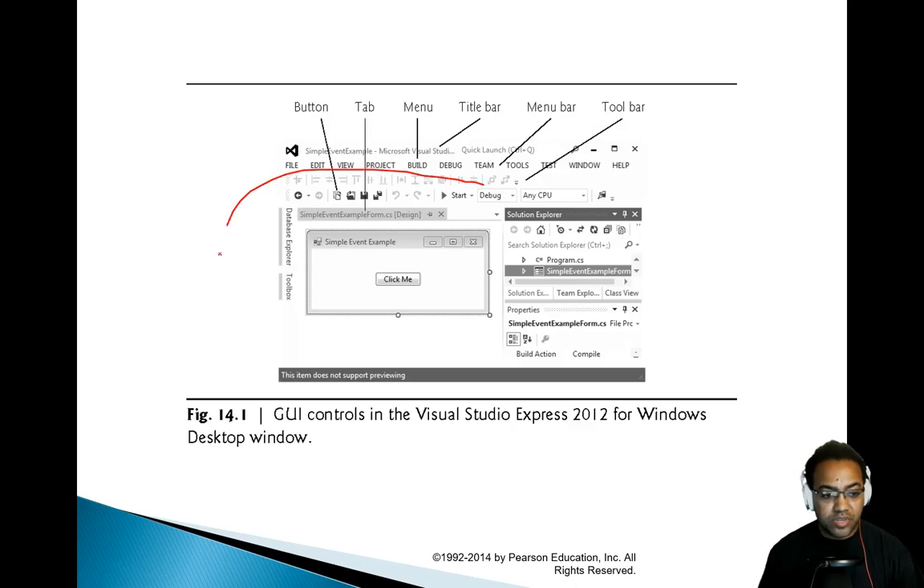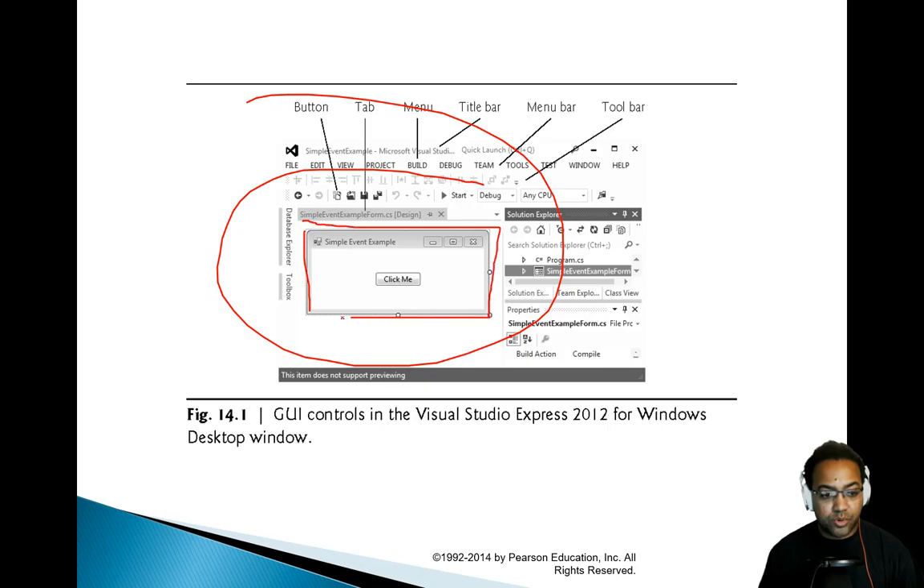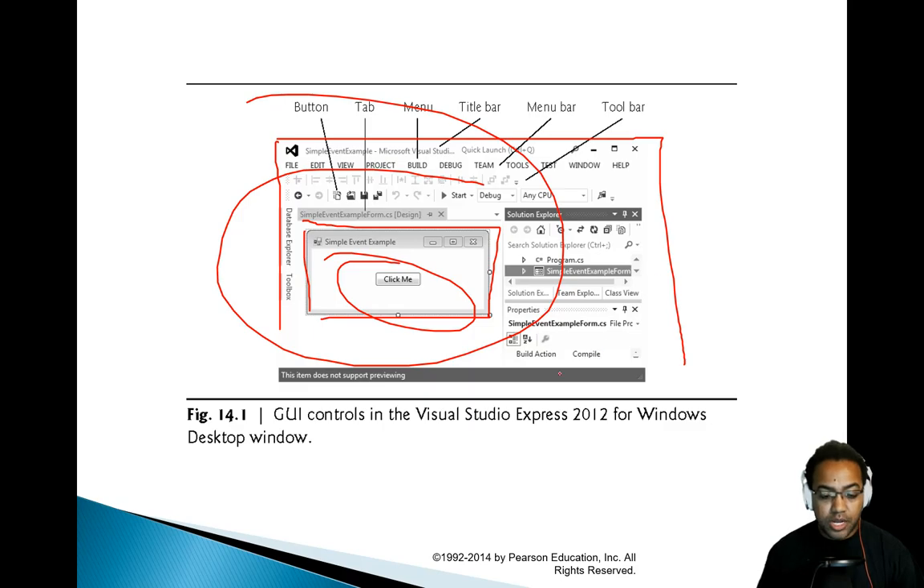And here we go. This is a simple graphical user interface where there's a pop-up box that the Windows form creates, and there's a click me button that is presented to the user. This, of course, is within the graphical user interface that's presented by Visual Studio in your IDE.